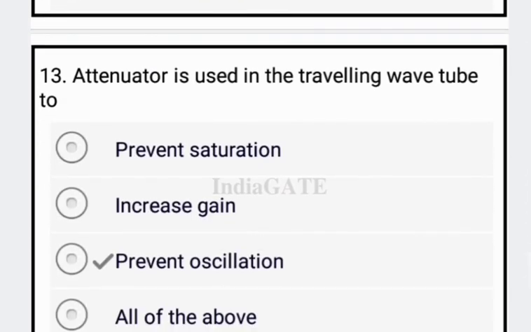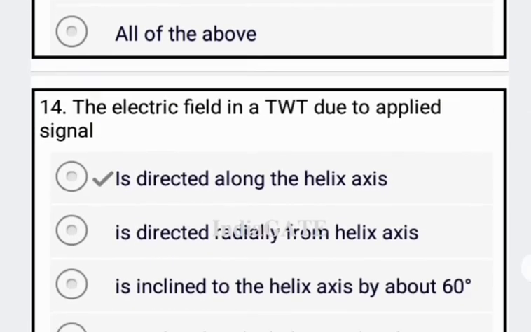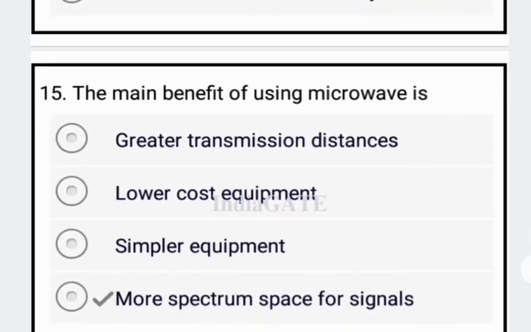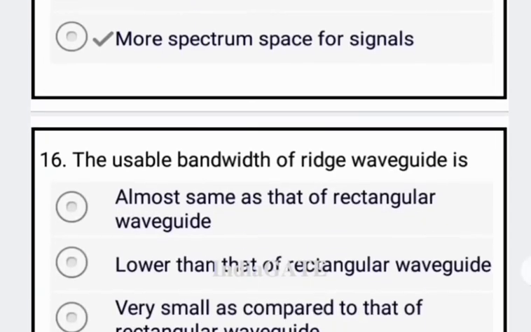An attenuator is used in a traveling wave tube for preventing oscillation. Next question. The electric field in a TWT due to the applied signal? The correct answer is option A, is directed along the helix axis. Next question. The main benefit of using microwave is more spectrum space for signals. So option D is correct. Next question.